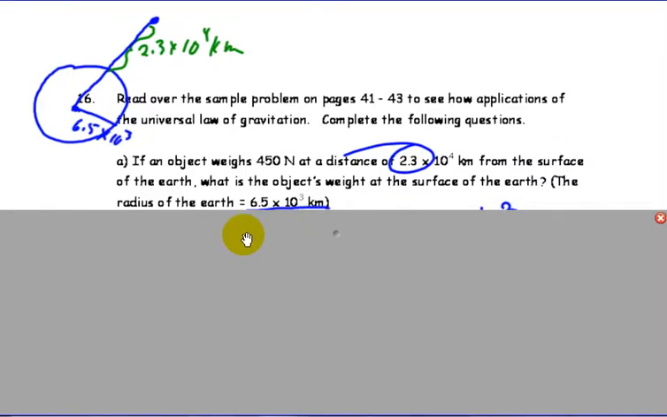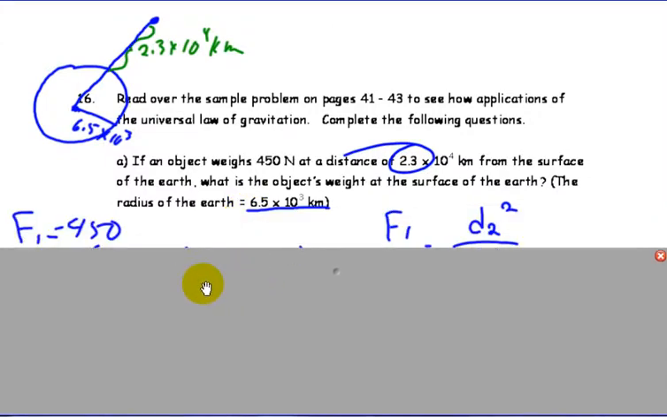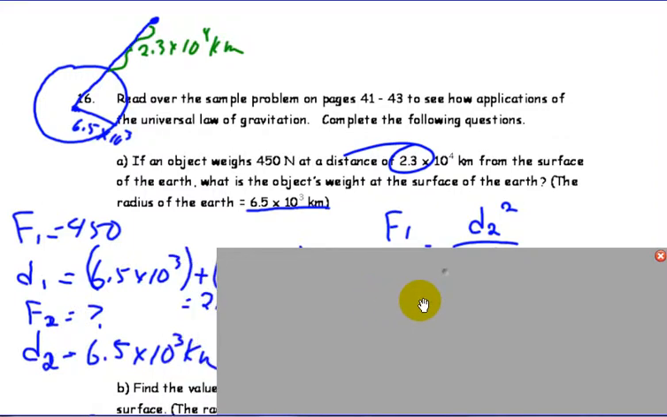If an object weighs 450 newtons at a distance of 2.3 times 10 to the 4 from the surface of the Earth, so if we imagine this is the Earth, this 2.3 times 10 to the 4 is this far above the Earth, and we know it's 450 newtons up here. What is the object's weight at the surface of the Earth? Given that we're going to use the radius of the Earth as approximately 6.5 times 10 to the 3 kilometers. So to figure this out, we know this information here.